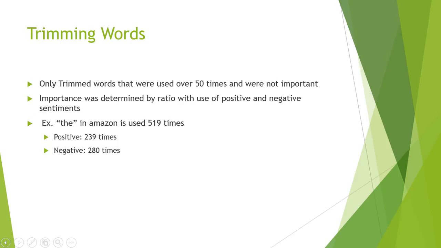So for trimming words, it trimmed the words that were used over 50 times, and we looked at the importance of those words. If it was used over 50 times, we said it was important, and we looked at the variance between the positive and negative. If that variance was very small, then we omitted that and we didn't look at it. So for example, Amazon was used 519 times, and it had 239 positive sentiments and 280 negative.